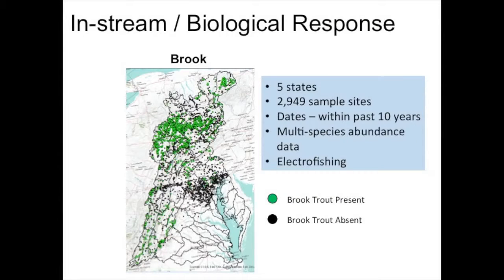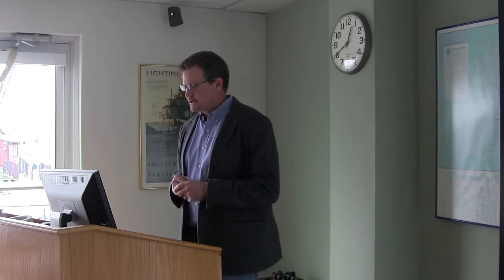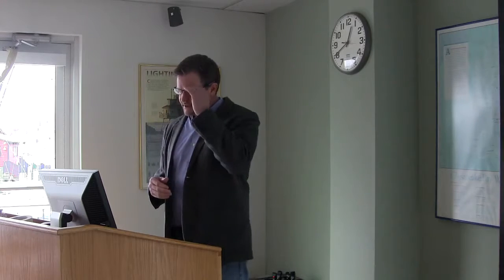The response data set comes from 5 states that intersect the Chesapeake Bay watershed. A bunch of criteria are used to cull down the data sets. We've got about 3,000 sample sites, and we're using fish data from the last 10 years. The data sets are multi-species abundance data that come from electrofishing. All of these are standard protocols used throughout the different states.